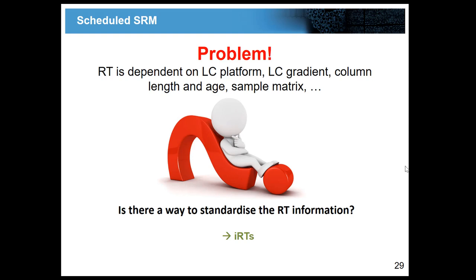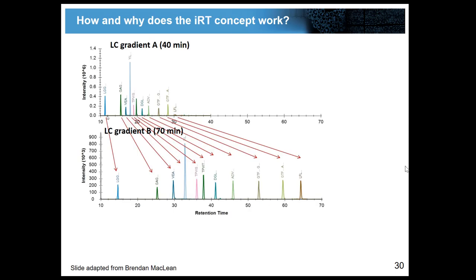Okay, and we already said, the problem is that retention times that we measure are dependent on the platform where we generate them, and we want to standardize this information now with the iRTs. And here you see the reason why this works. What you see here are 11 peptides that are measured with an LC gradient of 40 minutes, and then you see exactly the same peptides measured with a gradient of 70 minutes.